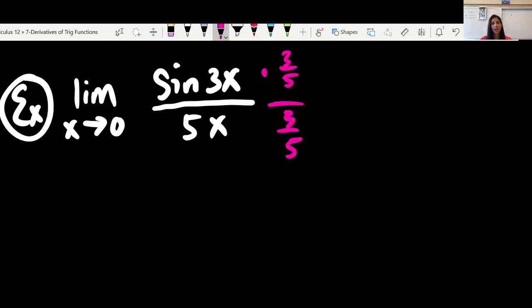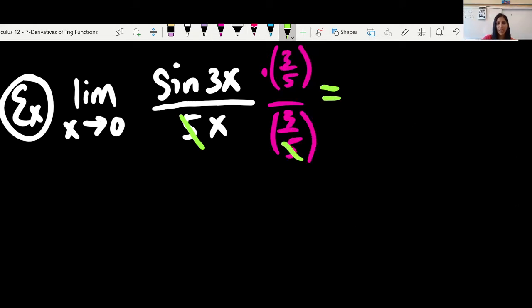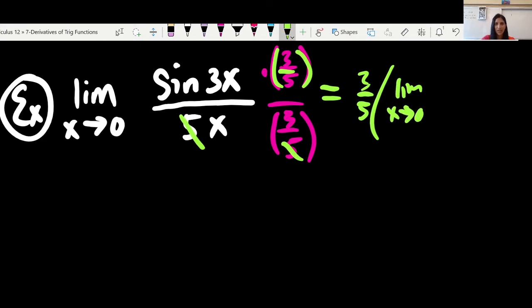That's a strategy that we can use to start to simplify things here. The reason why I did this is at the bottom, do you see that the 5 and the 5 would cancel? So if I were to rewrite this, I'm going to factor out the 3 over 5 to the front, like this one here. I'm going to factor it out and move it to the front. And then I would be left with the limit as x approaches 0 of sine 3x at the top.